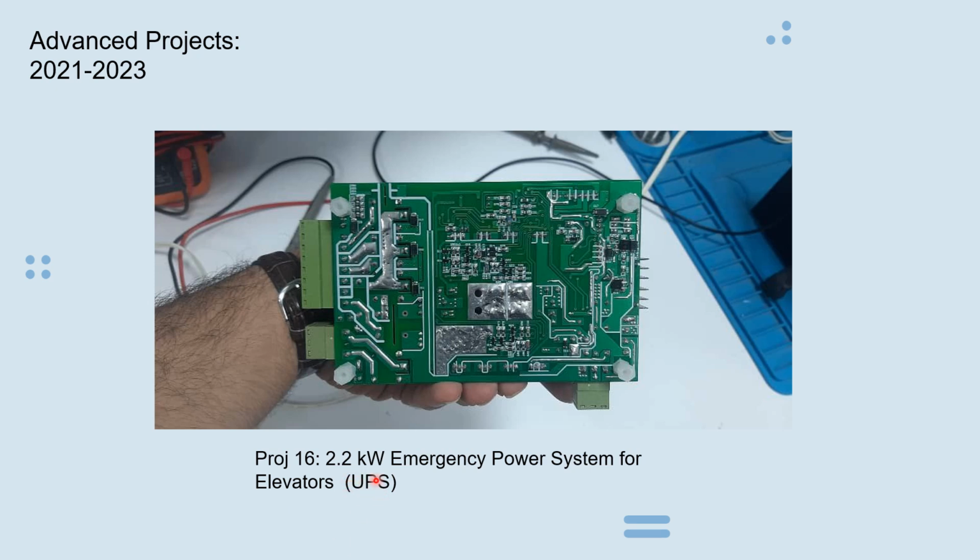Okay, this is the 2.2 kilowatt emergency power system for elevator. We call it UPS. This board is useful when you are in an elevator and the power is gone. So this board starts to produce electricity with the battery, the 12-volt battery we connected over here, and in the output we will have 220 volt as home's electricity power. So we can turn the electromotor of the elevator to the closest floor to save people maybe stuck in the elevator.